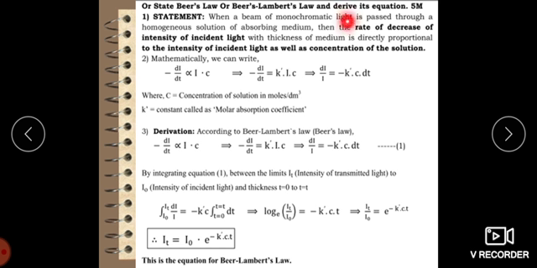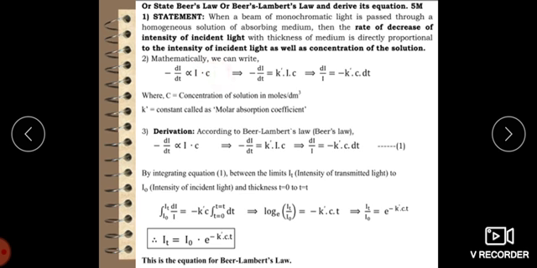When a beam of monochromatic light is passed through a homogeneous solution of absorbing medium, the rate of decrease of intensity of incident light with the thickness of medium is directly proportional to the intensity of incident light as well as the concentration of the solution. Similar to Lambert's law, we write the equation mathematically: minus dI by dt, the rate of decrease of intensity of incident light, is proportional to the intensity of incident light and the concentration of the solution.